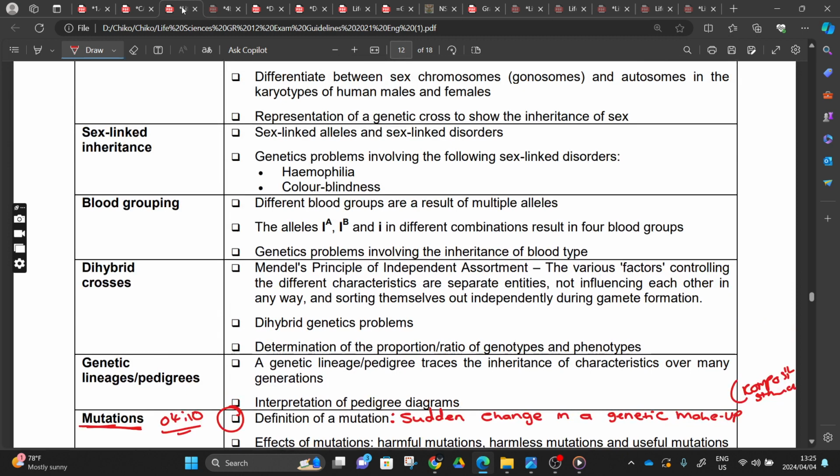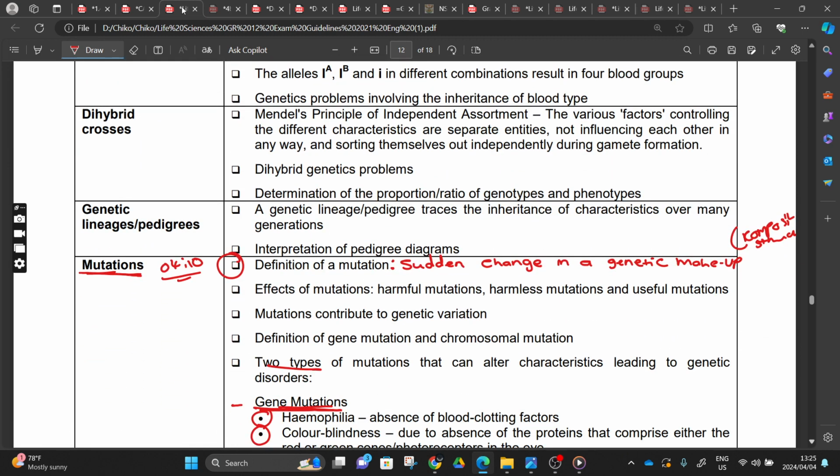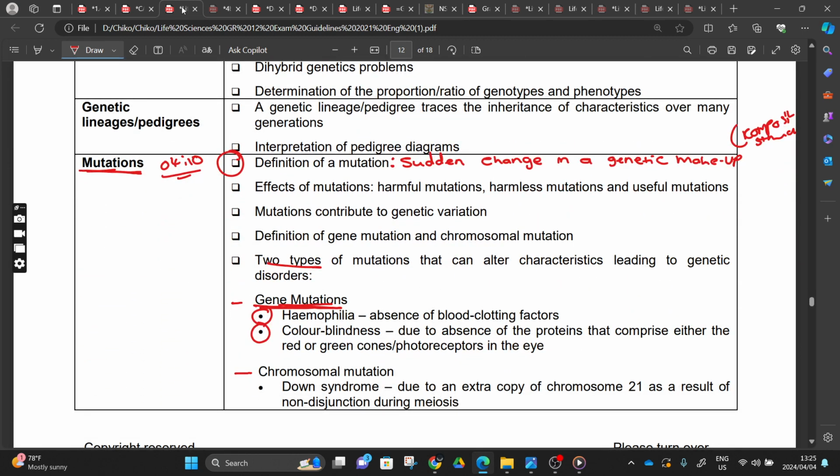So they can also bring this in a one-word question: a sudden change in a genetic structure, a sudden change in a genetic makeup, a sudden change in the genetic composition of an organism, or a sudden change in DNA, right? So now you know that they are talking about mutation. What is a mutation? It's a sudden change in a genetic makeup, right?